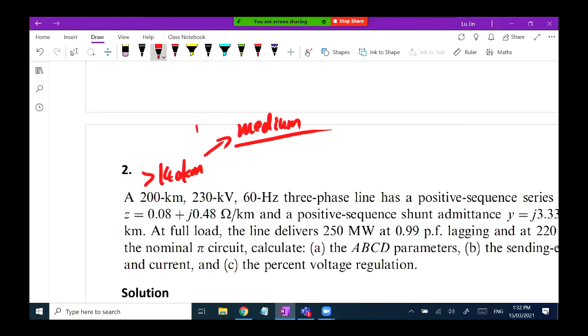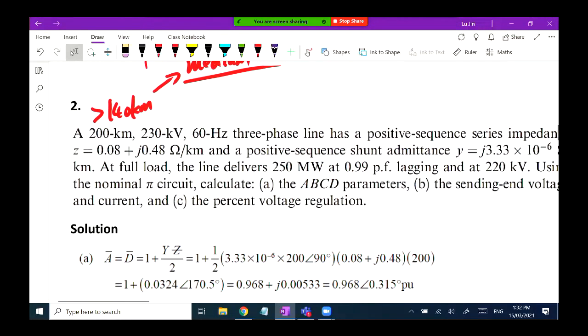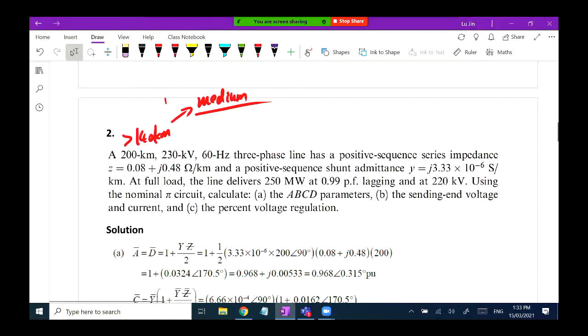Okay, so 230 kilovolts, 60 hertz, three-phase line has a positive sequence, same conditions. Impedance is Z equal to 0.08 plus j0.48 ohms per kilometer, and a positive sequence shunt admittance. Okay, this is new content for this case. Be very careful with shunt admittance. This unit is Siemens per kilometer.